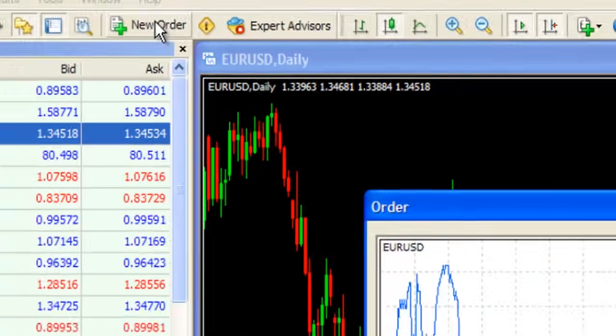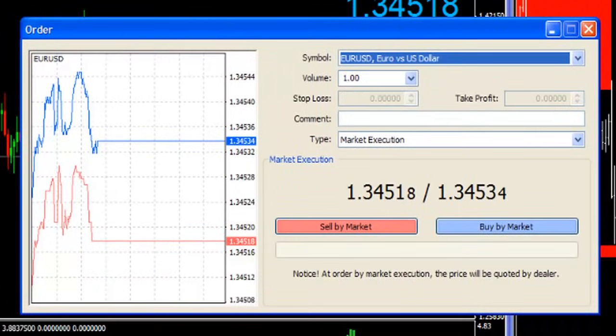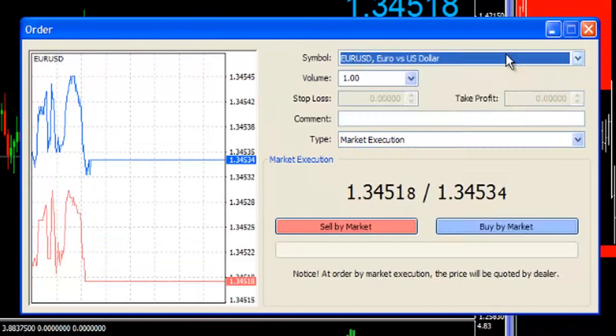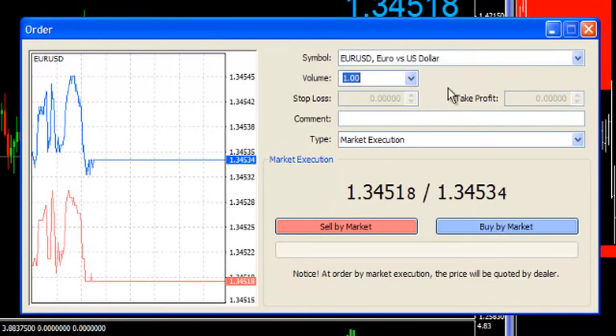The order box will display the relevant information on the currency pair you have selected to trade. The symbol is the actual name of the currency pair or instrument you are placing a trade on. As you can see, it states the name Euro versus US dollar. The volume refers to the lot size to trade with. In other words, how much money you would like to allocate per pip.